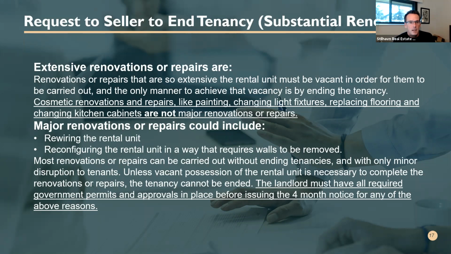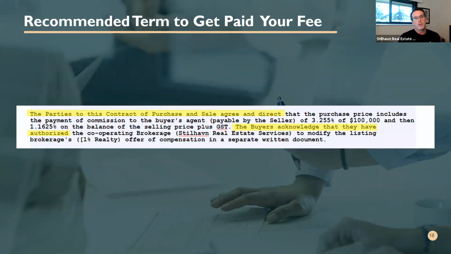And just for fun, I threw in recommending the terms to get paid your higher fee. So let's say you're dealing with, you know, 1% realty, and your buyer's agreed to help you get more money from the seller. Essentially, CREA, the Canadian Real Estate Association, doesn't allow realtors to ask for more money in the offer, in the contract of purchase and sale. It's a violation of our code of ethics. You're not allowed to do it. BCRA for our province has negotiated with CREA to allow it under certain circumstances.